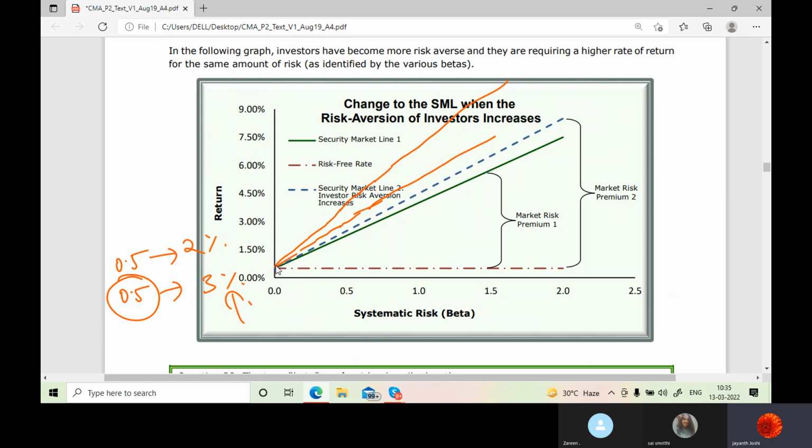So you see the risk averse investors graph is steeper. That means it's not somewhat flatter, it's more steeper. Because for the given risk they want more returns, so the graph would be more steeper. Okay, that's all.